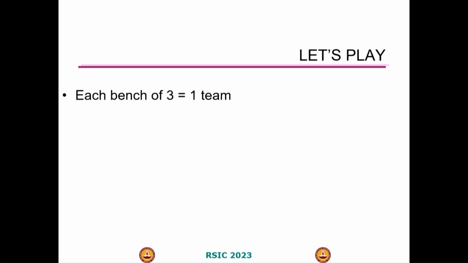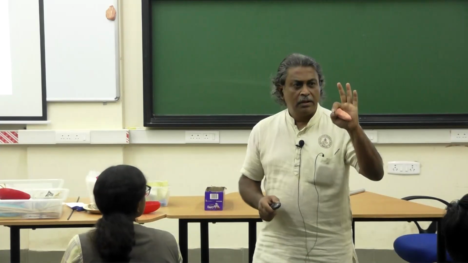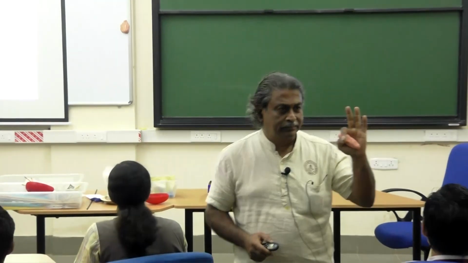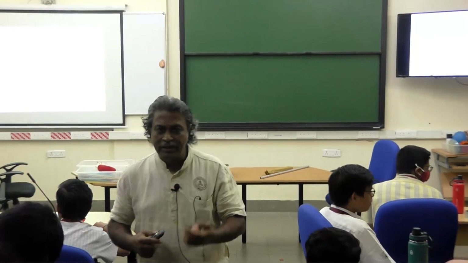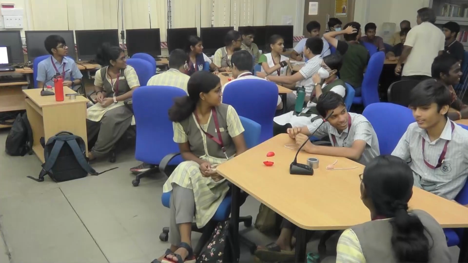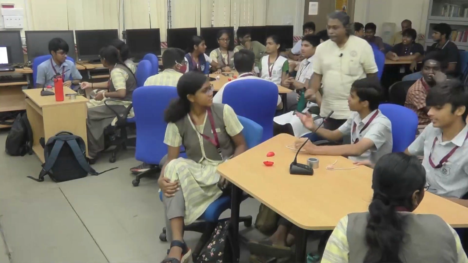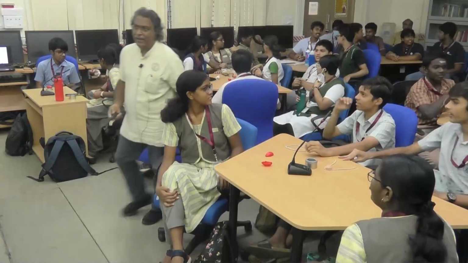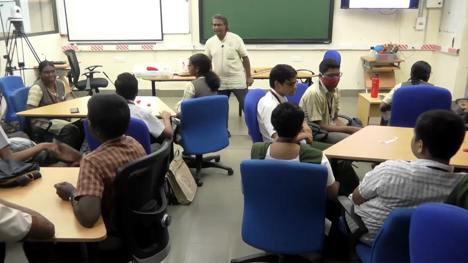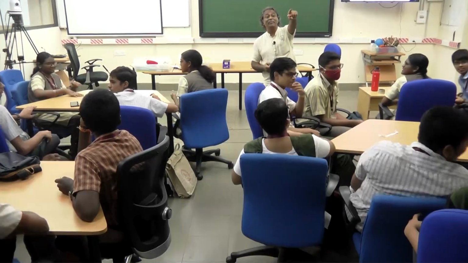Let's play. Of course, here it's not a bench. So, a group of 3 is a team. So, arrange yourself in such a way that 3 of you is a team. Go ahead, fast. 4 of you are there. Only 3. Fast, fast. 3 of you make a team. 3 only. What's your name?